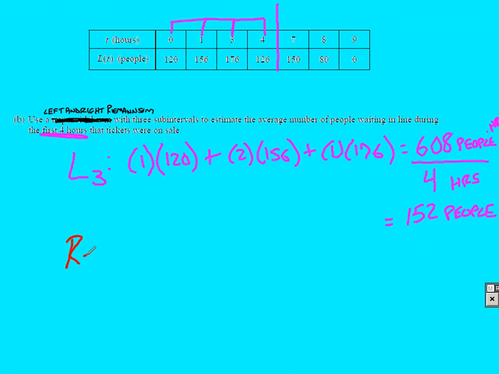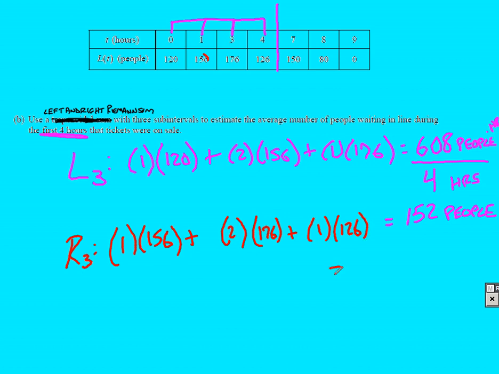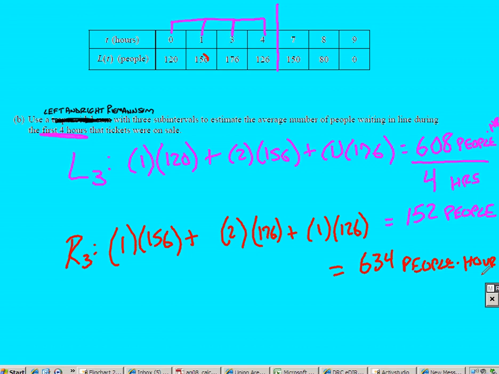Now, for the right endpoint, same thing. My widths are going to be the exact same, but now for this first interval, I want the right endpoint. So my right endpoint here will be 156. My right endpoint for the second one will now be 176. And my right endpoint for the last interval is 126. So I add those up, I should get 634. My technical unit is people hours, if that makes any sense for a unit.